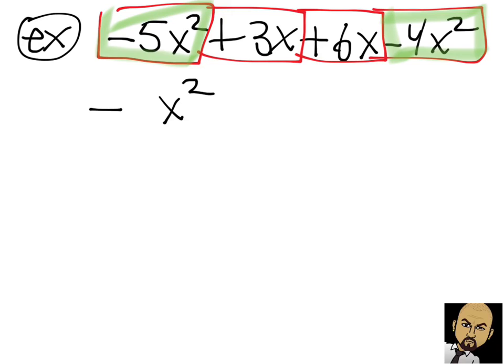They're at peace. You keep the sign. And when they're at peace, you add the values. And so you end up with negative 9x when we combine those. Now, we also have x's there and x's.